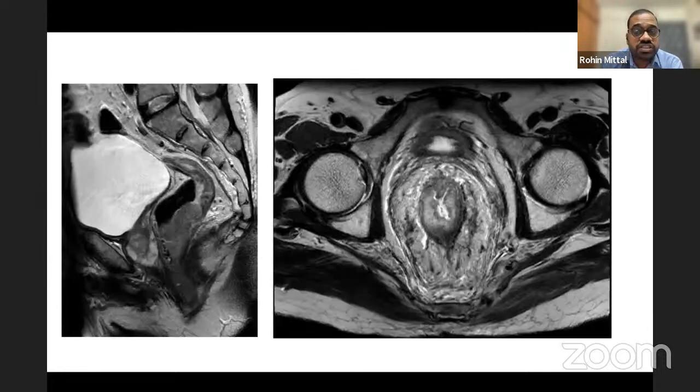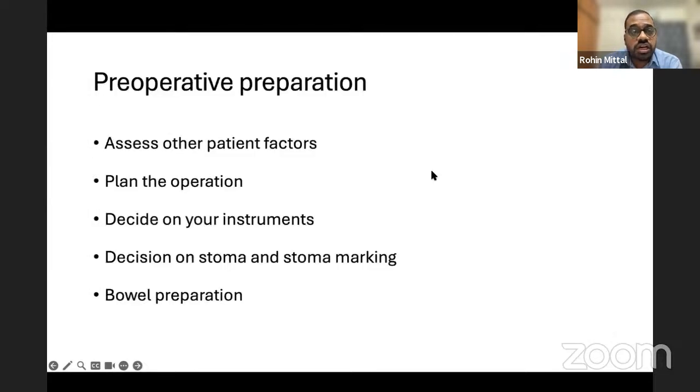Now, these are some pictures of the MRI. We've already looked at some here. You can see that the tumor here is quite low, and you might have to almost do an intersphincteric resection or an ultra low anterior resection in them. Here you can see the tumor is here, and anteriorly the margin is close, and you've got to be careful at that point of time.